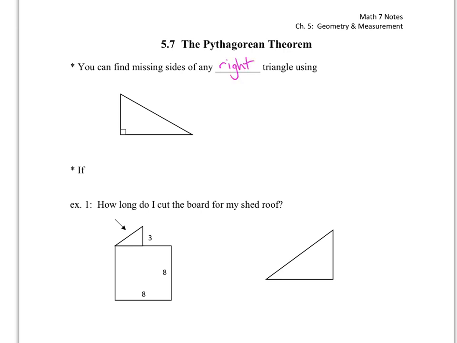triangle. A right triangle is a triangle that has what? A right angle. Has one right angle. And it's using this formula here: a squared plus b squared equals c squared. That's too many letters. A squared plus b squared equals c squared. This guy right here, you need to memorize. A squared plus b squared equals c squared. I think I can do that.